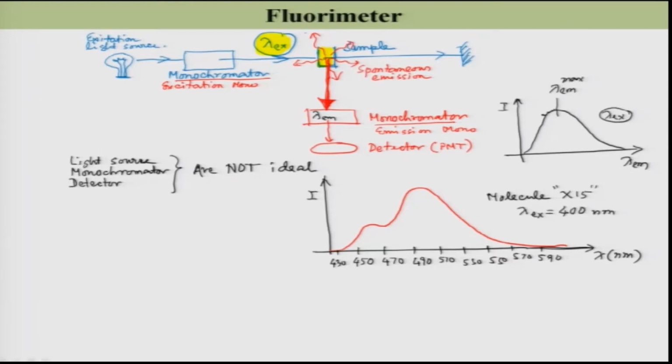So, let us say you have used the 400 nanometer light to excite your sample, and obviously this sample will be excited and you will get the emission, and now you scan this lambda emission from 430 to 590 nanometer. So, scan between 430 to 590 nanometer, right, and you will get the different wavelengths coming to the detector, which is going to plot it over here.